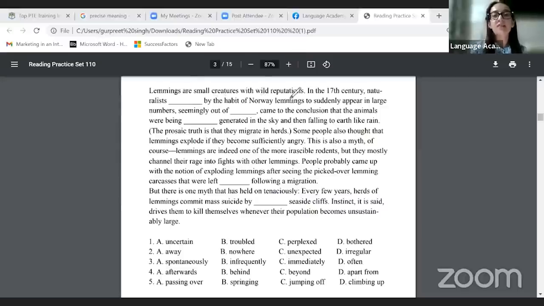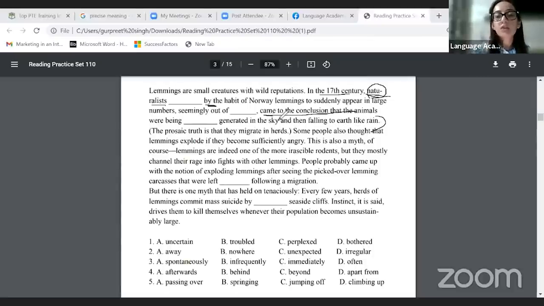Lemmings are small creatures with wild reputations in the 17th century. So understand this sentence very, very carefully because it's a very long sentence and we need to understand how to analyze the sentences. In the 17th century, naturalists means people dashed by the habit of. So how to read a sentence is whenever you have a noun, people, it should be accompanied by a verb after that. But naturalists dashed by the habit. Now, by tells us that this is not the writing style. If it is a very long sentence, you have to find out where is the verb, that what did naturalists do. So the verb was naturalists came to the conclusion that the animals were being dashed and rated in the sky and then falling to earth like rain.